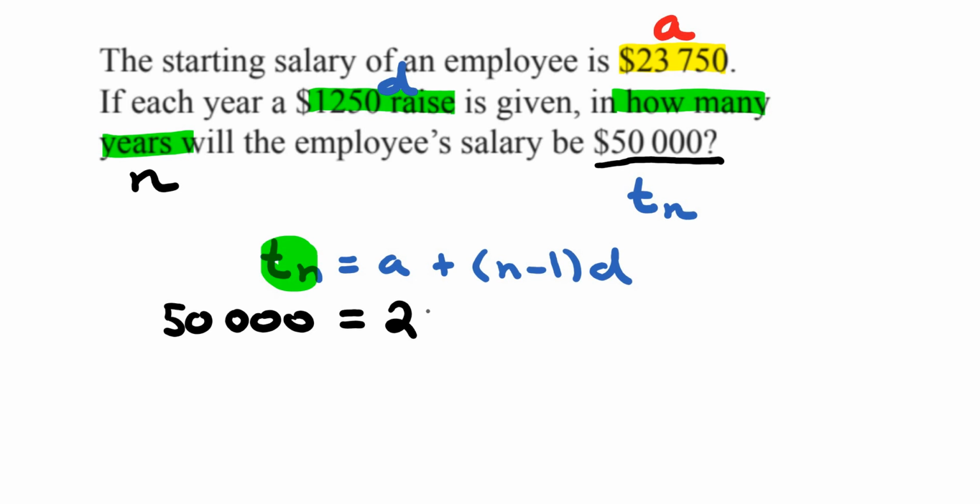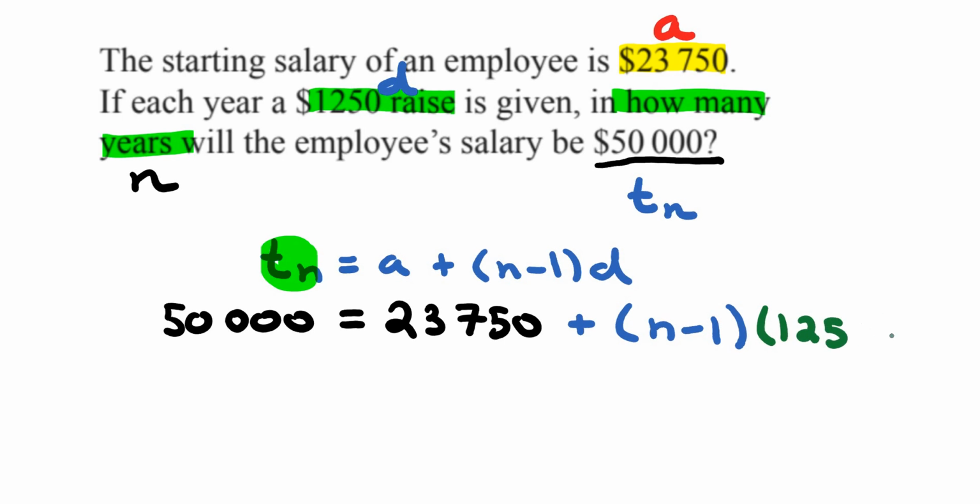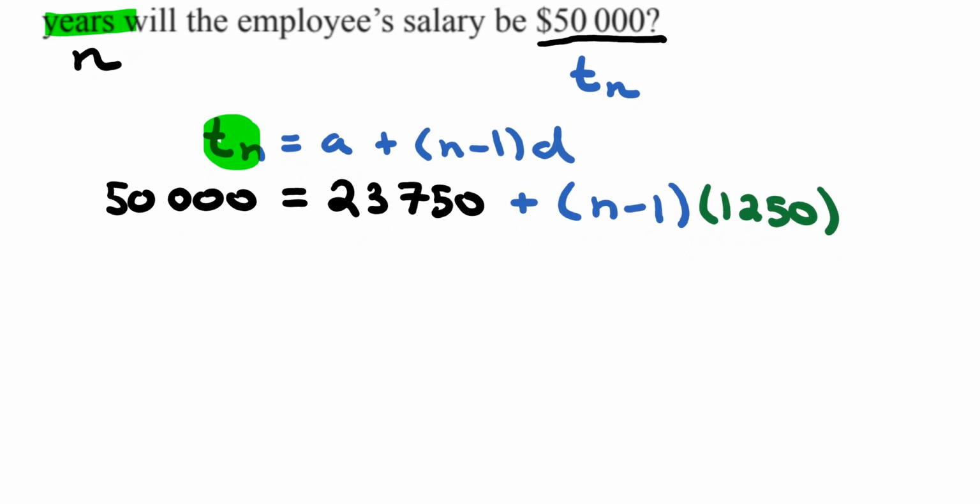My starting salary is $23,750. And then plus, I want to figure out how many years it will take. So I'm looking for the value of n. So n remains, and my common difference is the amount of money that I receive in addition every year, my raise. So that's going to be $1,250. And now all I have to do here is solve for the value of n.